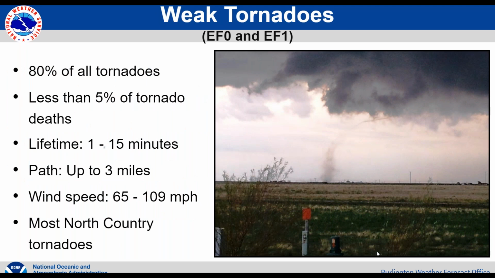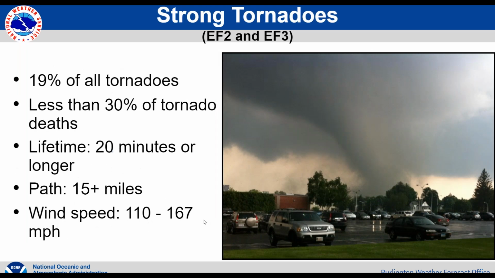Weak tornadoes, the EF0s and the EF1s, comprise 80% of the tornado list. They account for less than 5% of tornado deaths, so they're not usually particularly deadly. They have a lifespan of 1 to 15 minutes and usually only go about 3 miles with wind speeds of 65 to 109 miles per hour. Most of our tornadoes will fall in this range.